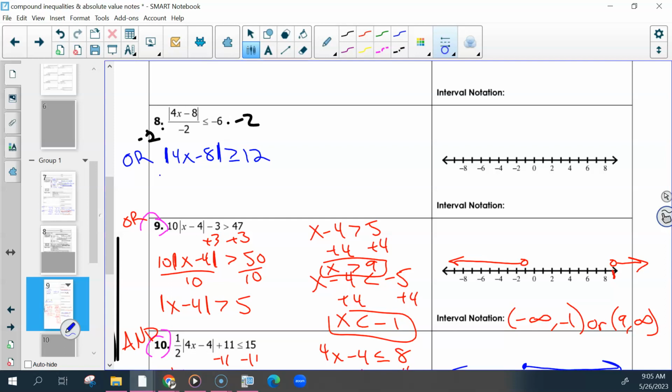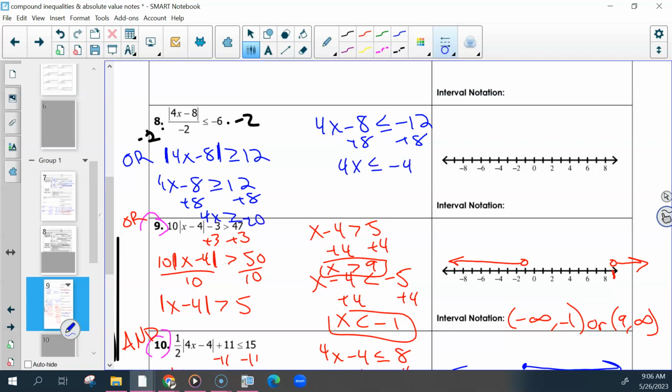So set up two cases. 4x minus 8 is greater than or equal to 12, and 4x minus 8 is less than or equal to negative 12. Then we can solve both. Add 8 to both sides. We have 4x is greater than or equal to 20, and 4x is less than or equal to negative 4.